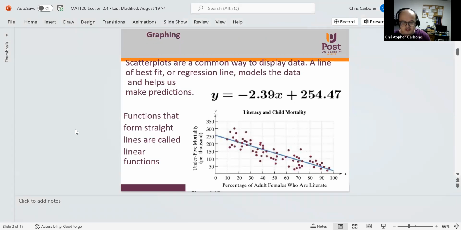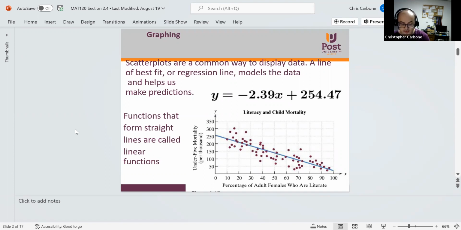So when it comes to our functions, we can create a scatter plot to display the data when we have a whole bunch of ordered pairs. A line of best fit, also known as a regression line, models the data and helps us make predictions. Functions that form straight lines are also called linear functions, which are indeed used by this line of best fit.